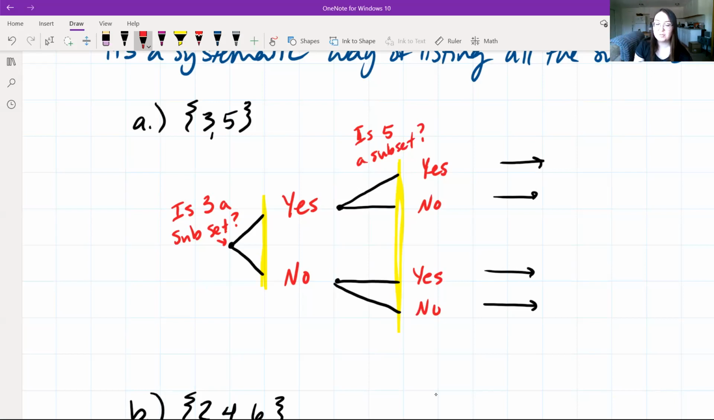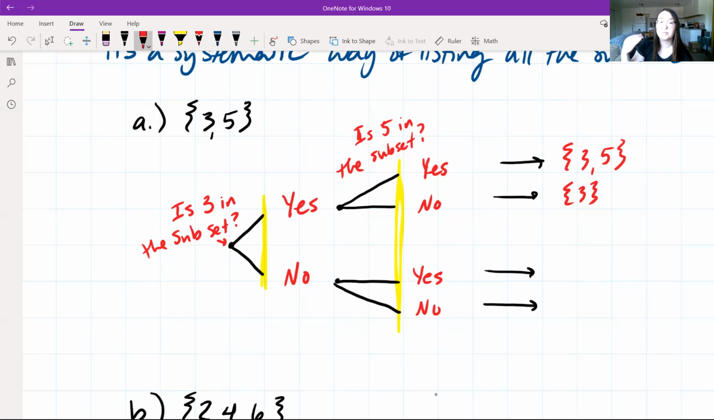So if we say 3 and 5 is a subset, or in this case, we're thinking in the subset, I should have written that differently, is 3 in the subset, 5 in the subset. So thinking about this a little bit differently, is 3 in the subset and is 5 in the subset? If they're both in the subset, then our subset is 3, 5. Now let's switch branches. So we're still thinking yes, 3 is in the subset, but no, 5 is not in the subset. So that's going to give us just the subset of 3.